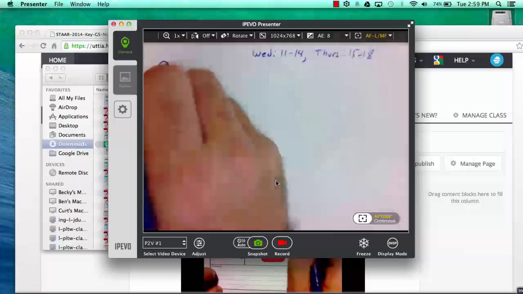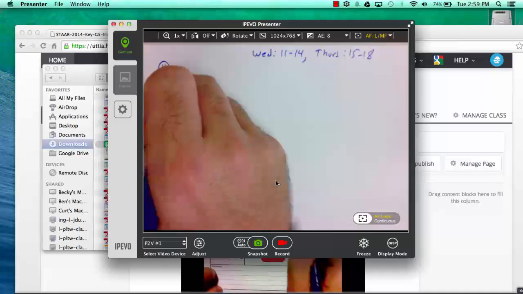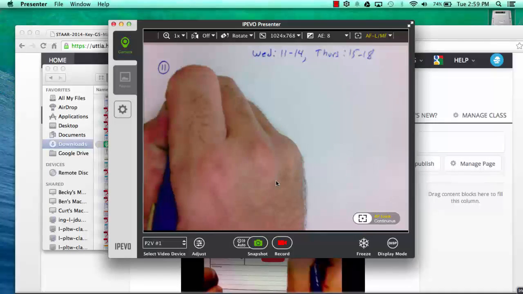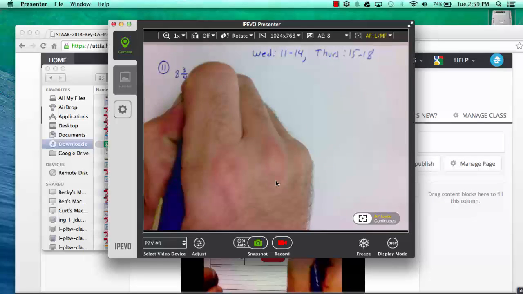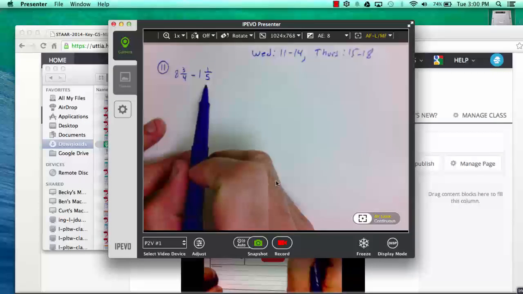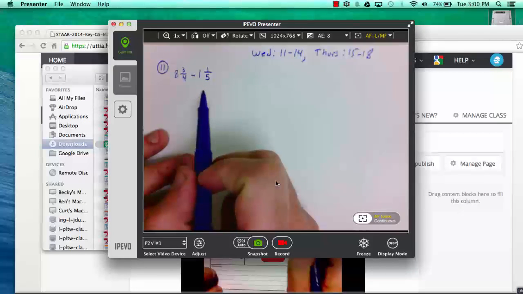11 says 8 3/4 minus 1 1/5. Okay. In this case, we won't bother with keep, change, flip, because we can see we are subtracting a larger minus smaller. We should expect a positive difference.